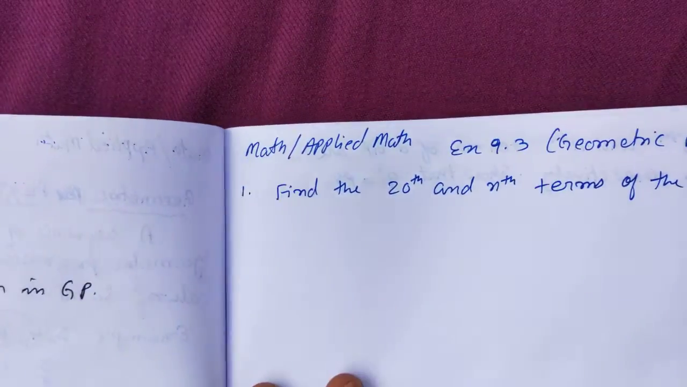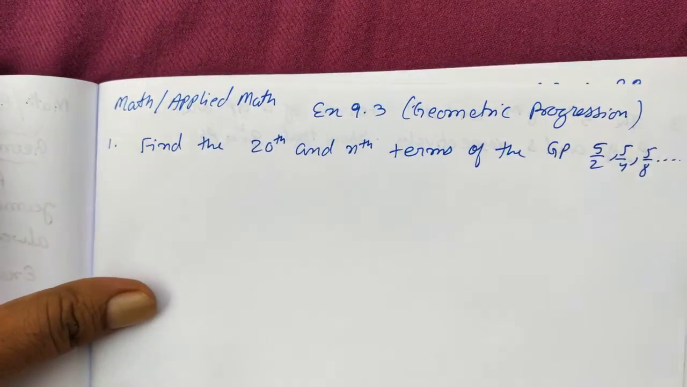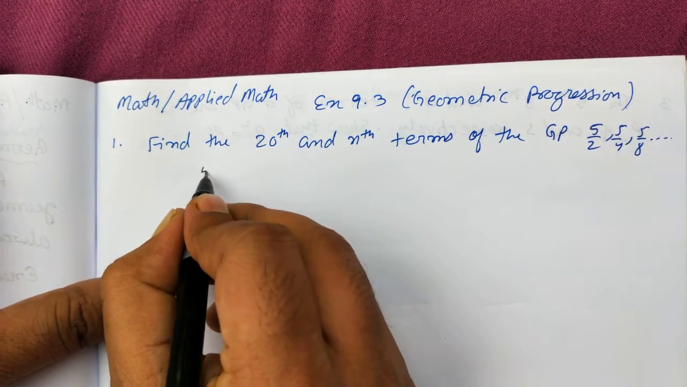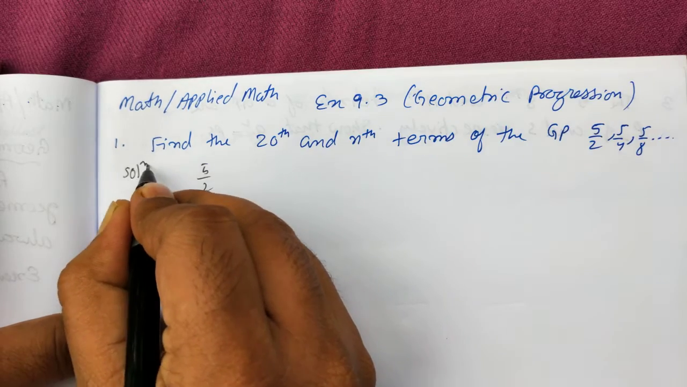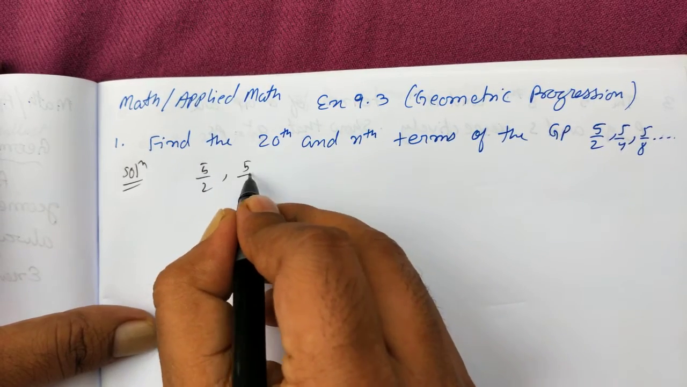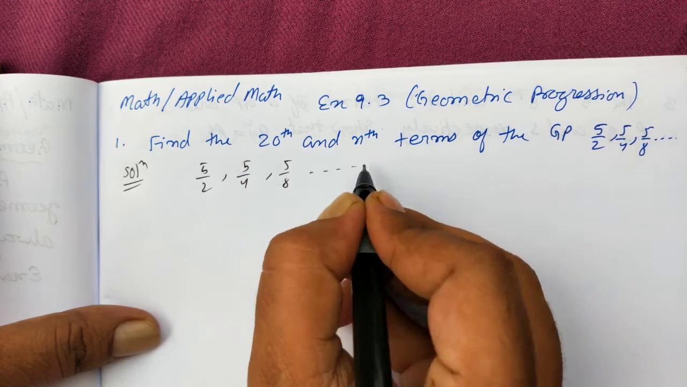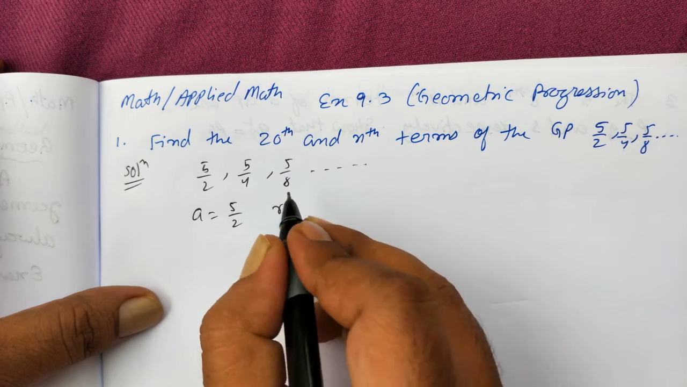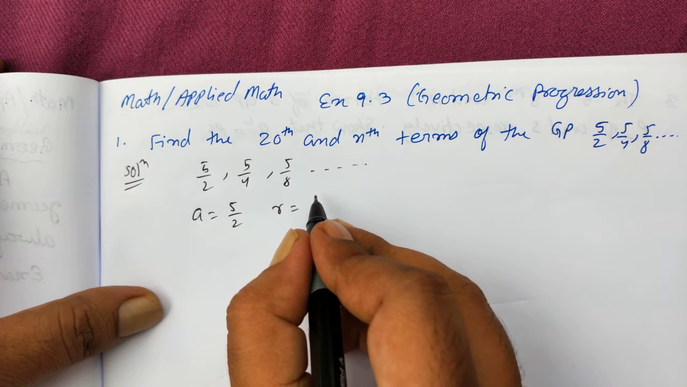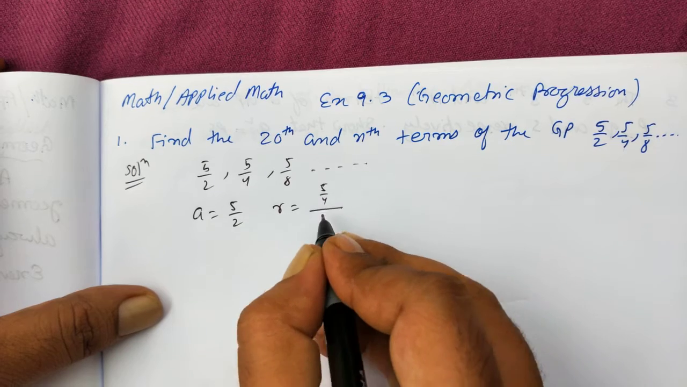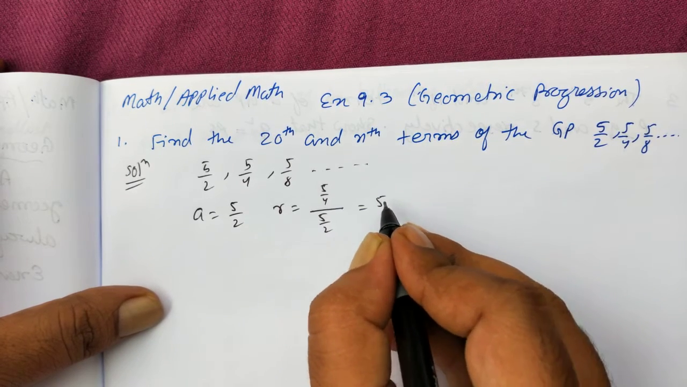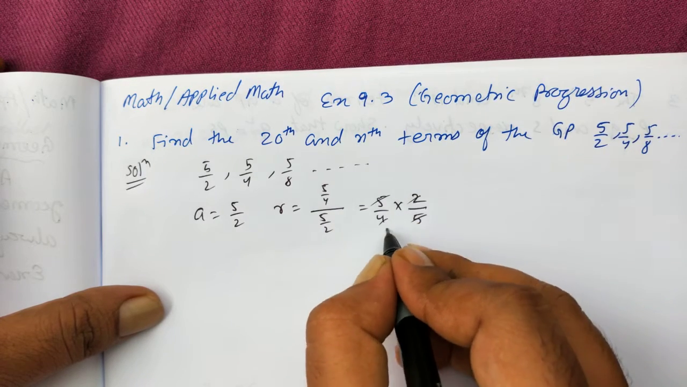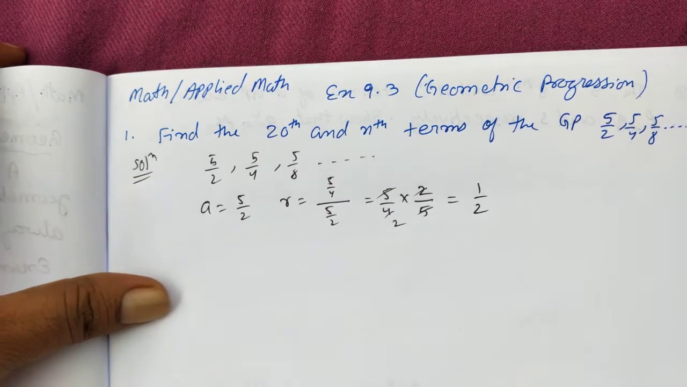Let's do exercises based on the formula. Find the 20th and the nth term of the GP. The GP is given as 5 by 2, 5 by 4, 5 by 8, and goes on. So a is 5 by 2, the first term. r is second divided by first. 5 by 4 divided by 5 by 2. You make it 5 by 4 into the reciprocal, 2 by 5, 5 and 5 cancel. So r is 1 by 2.